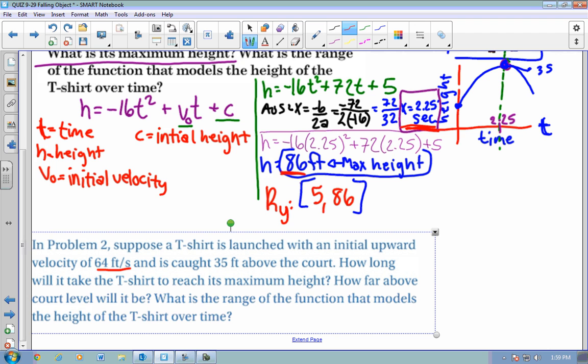So the picture still applies. Three questions. How long will it take the t-shirt to reach its maximum height? How far above the court will it be? And what is the range? You guys can do it. With your neighbor, work it out.